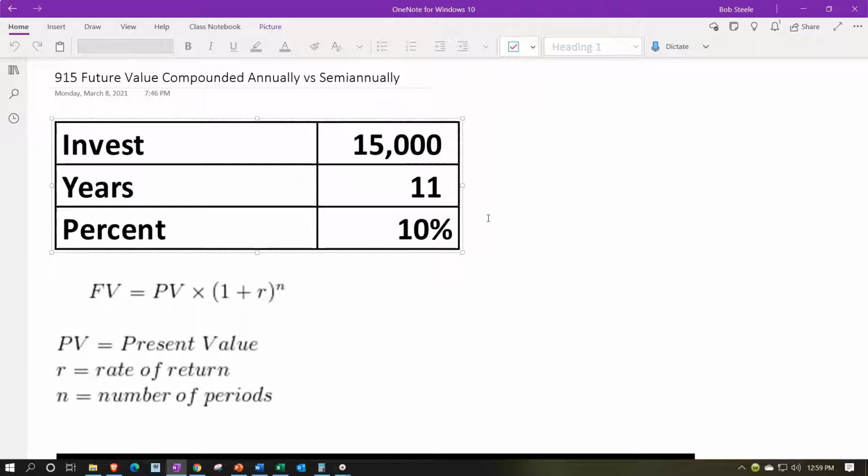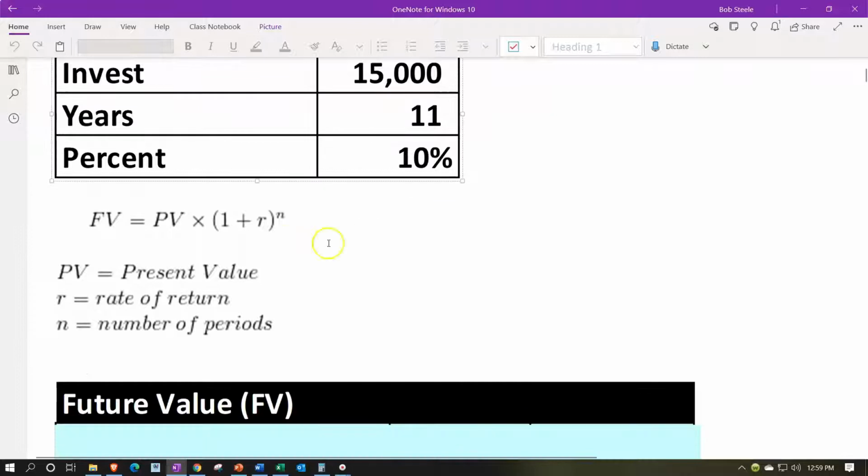Once again, of course, the 10% is something that we would have to determine what that rate should be, and that's going to be some part of the estimate. We don't know what the rate should be because we're estimating into the future as best we can. So formula-wise, it's going to be the future value equals the present value times 1 plus r to the n.